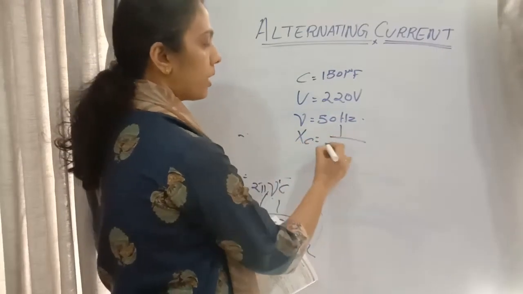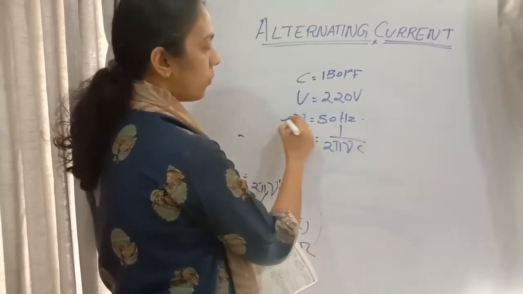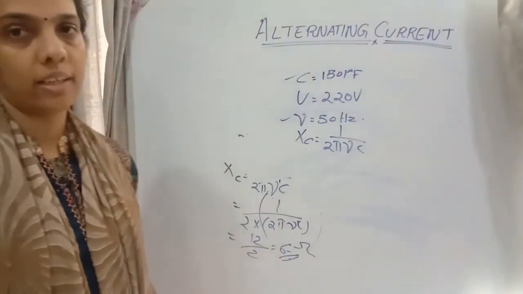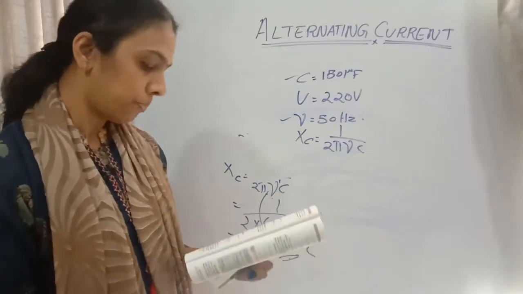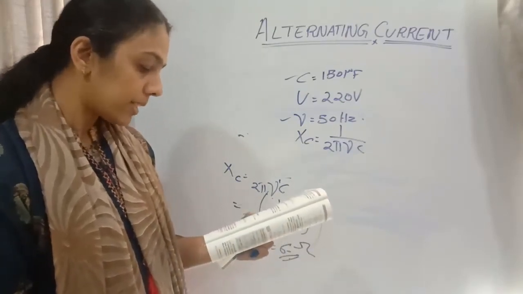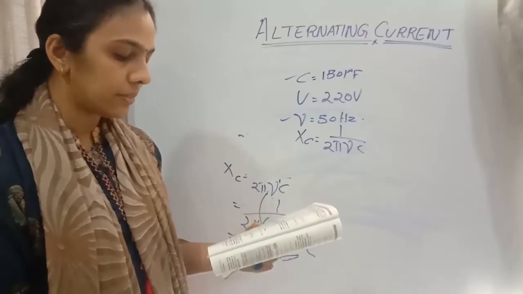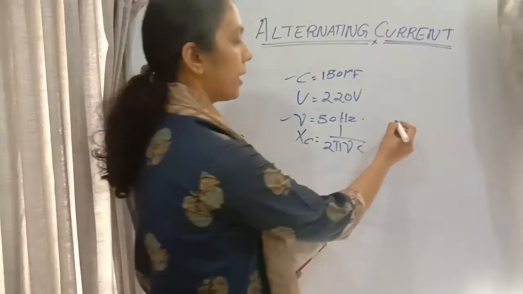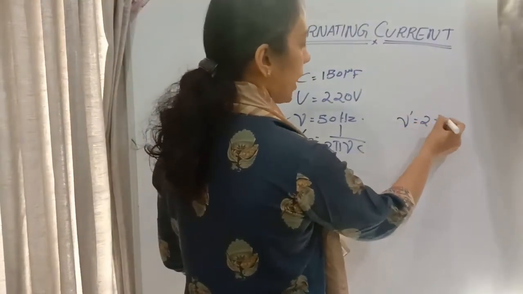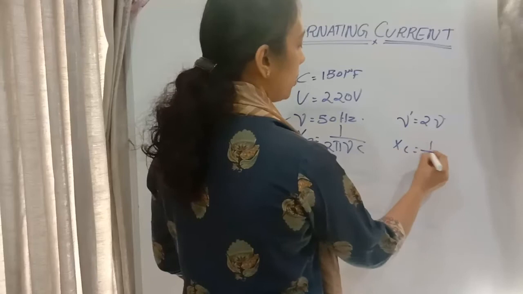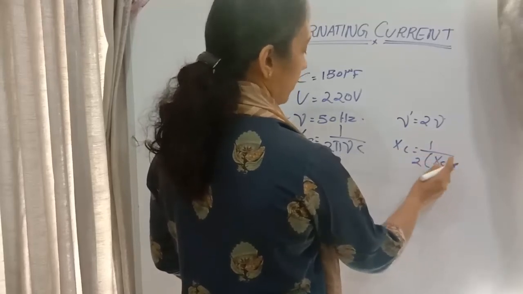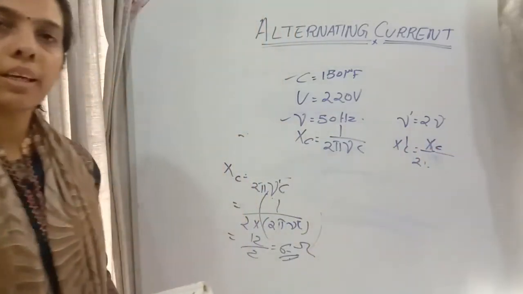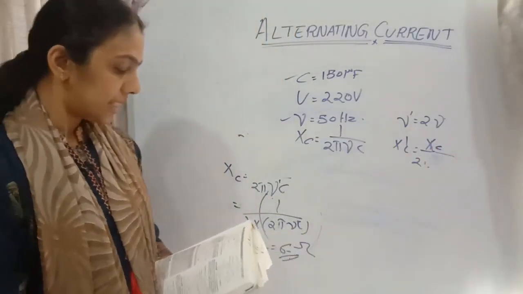What is the formula? 1 by omega C. The nu value is given, the C value is given. Convert the capacitor value into farad, 10 to the power minus 6. Then, if the frequency is doubled, what happens to the capacitive reactance and current? The frequency is doubling, nu dash equals 2 nu. What will happen? Xc dash will be equal to 1 by 2 Xc. Okay, this is what happens to the capacitive reactance.